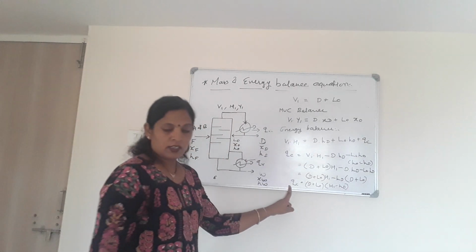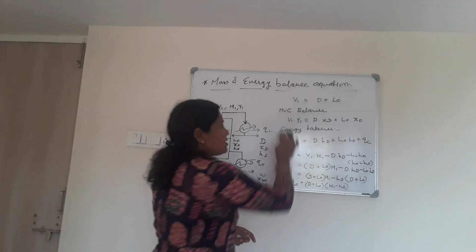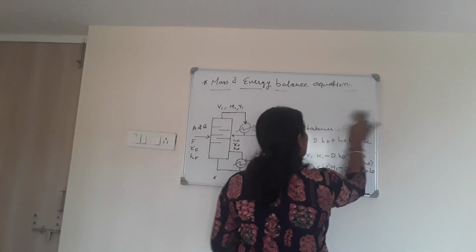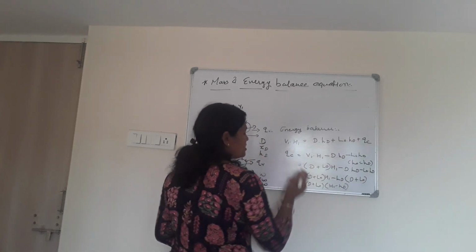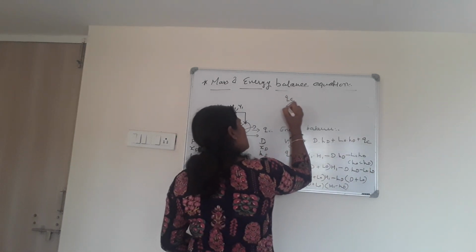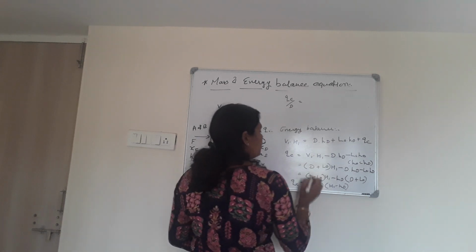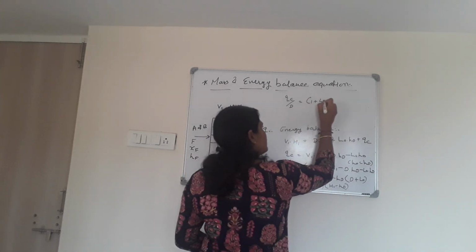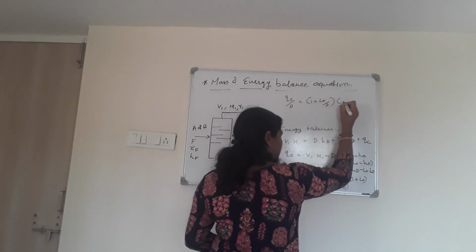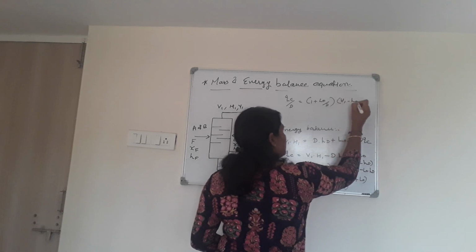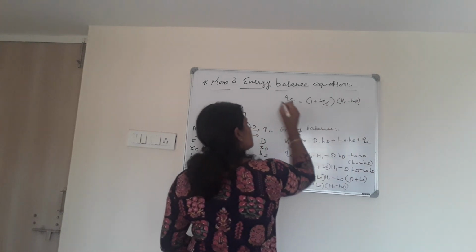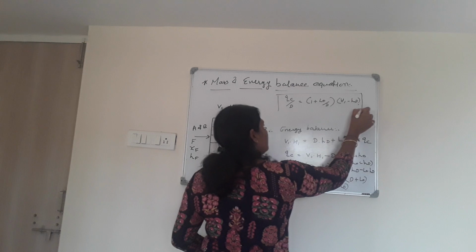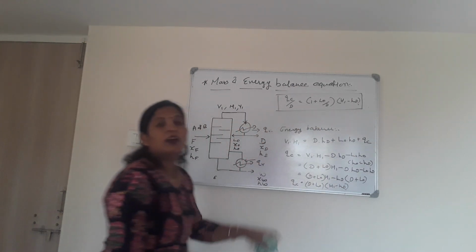This is the equation. Now if we divide this equation by D on both sides, it becomes QC by D is equal to 1 plus L0 by D into H1 minus HD. This is the equation for energy balance over a condenser.